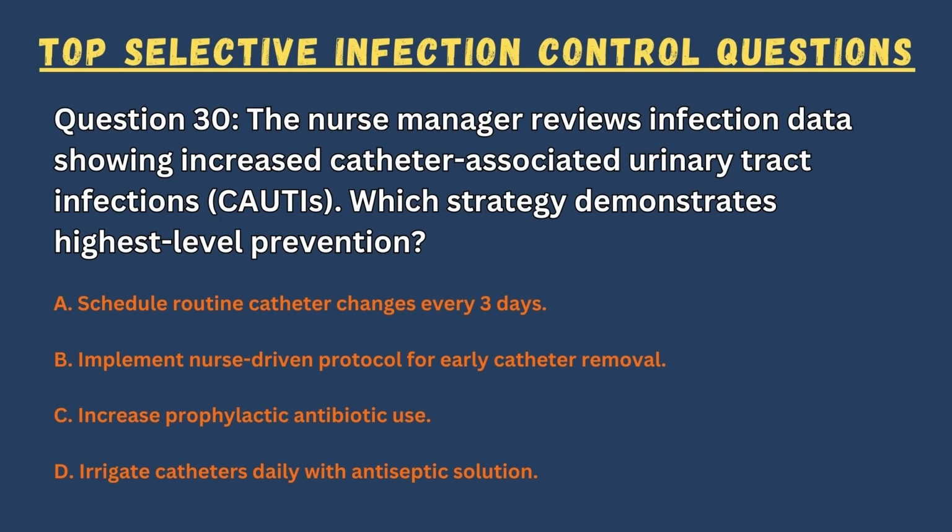Question 30. The nurse manager reviews infection data showing increased catheter-associated urinary tract infections, or CAUTIs. Which strategy demonstrates highest level prevention? A. Schedule routine catheter changes every 3 days. B. Implement nurse-driven protocol for early catheter removal. C. Increase prophylactic antibiotic use. D. Irrigate catheters daily with antiseptic solution.